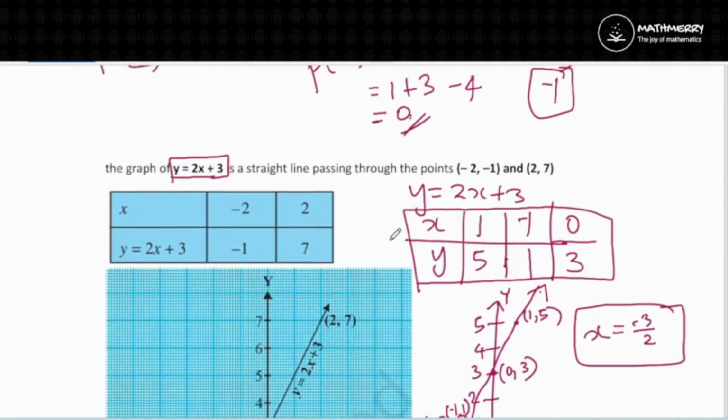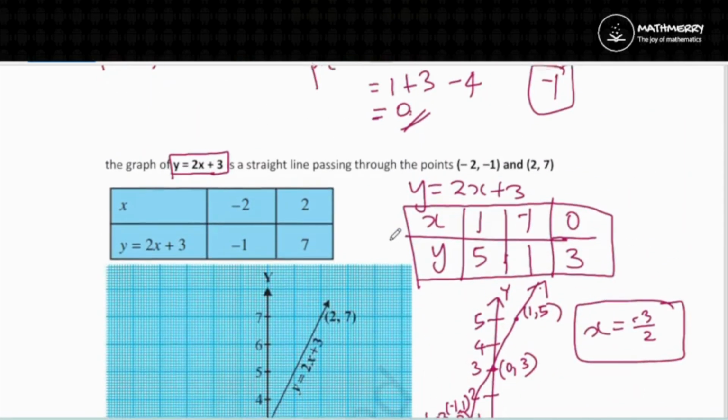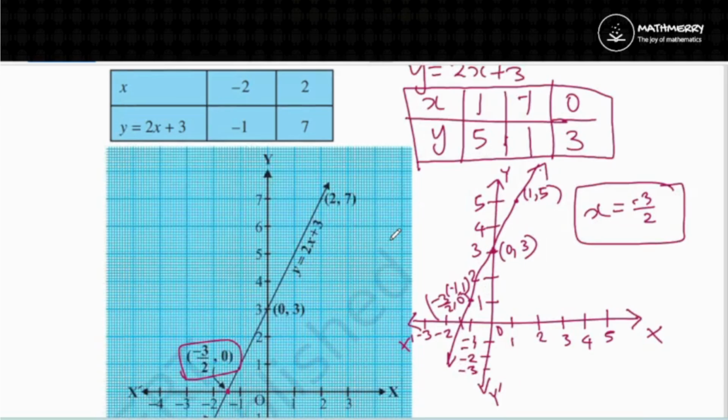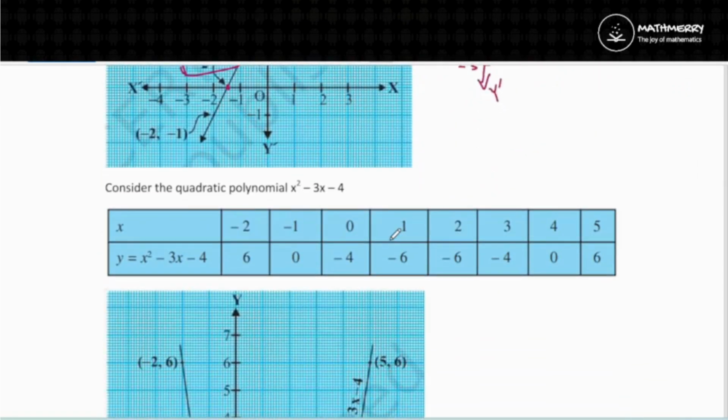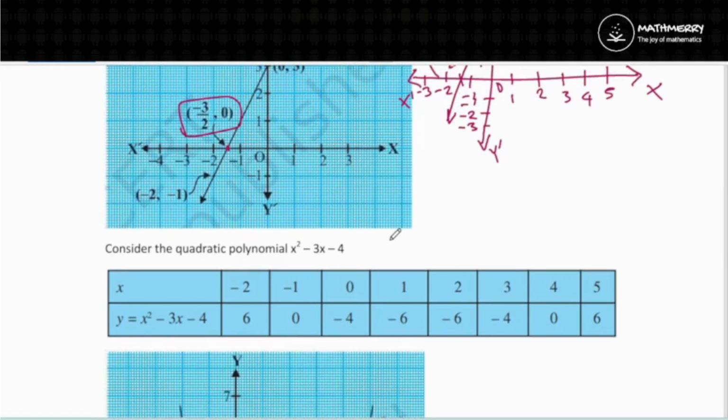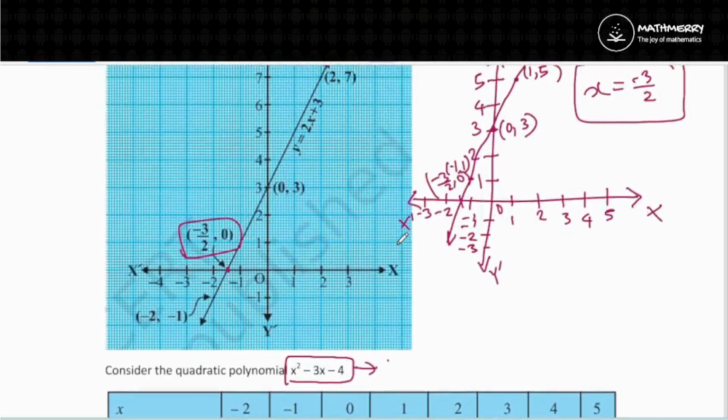Now let's move to the next one. Here, x square minus 3x minus 4. It's a quadratic polynomial. Okay. Now you have to observe this here.